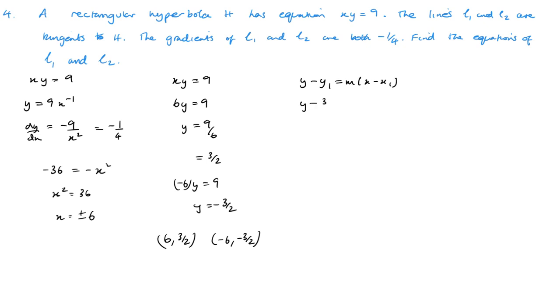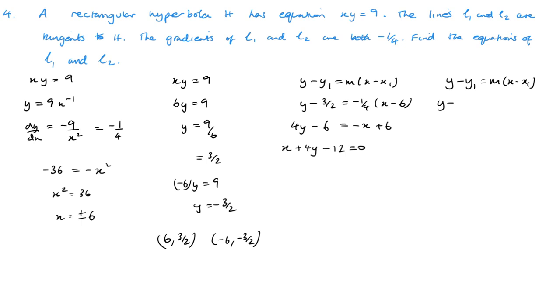So y minus 3 over 2 equals minus a quarter times x minus 6. Multiply it by 4, so 4y minus 6 equals minus x plus 6. Take it to the x being positive side, so on the left, x plus 4y minus 12 equals 0. So that's that one.